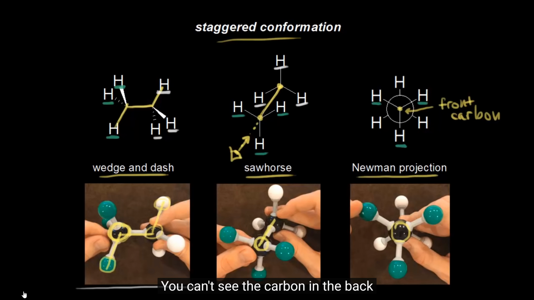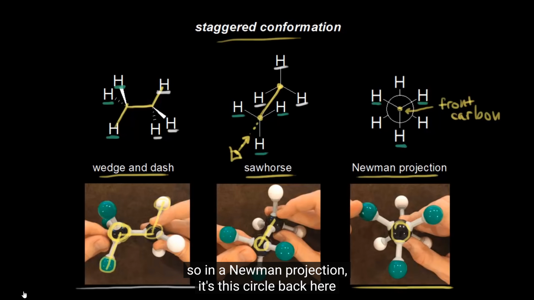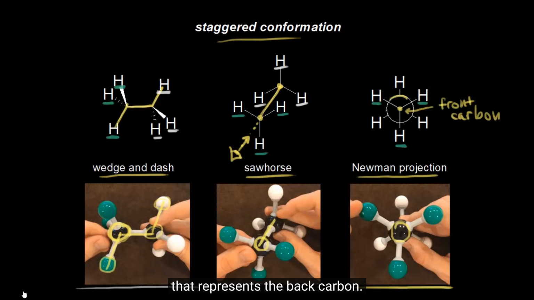You can't see the carbon in the back in this drawing, but we know it's there, and we have to represent it somehow. So in a Newman projection, it's this circle. It's this circle back here that represents the back carbon. So this is the back carbon, this circle. Let me write that down.